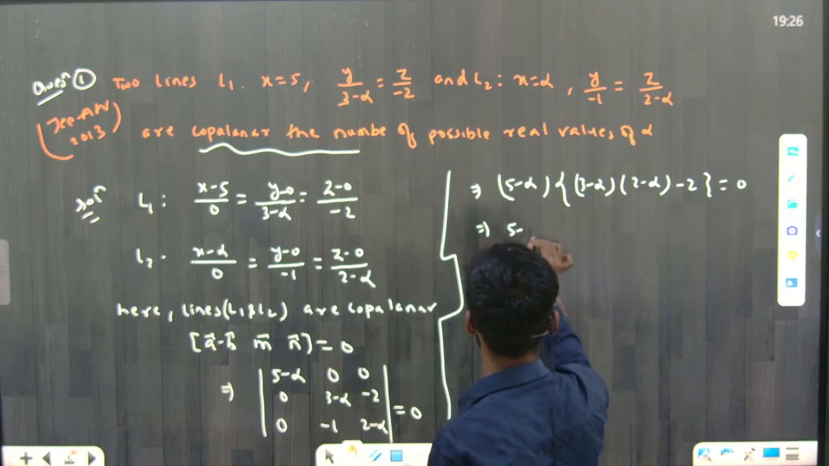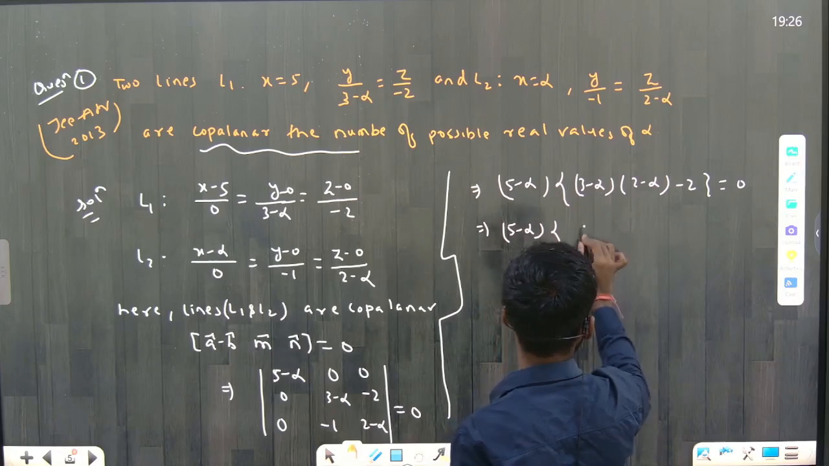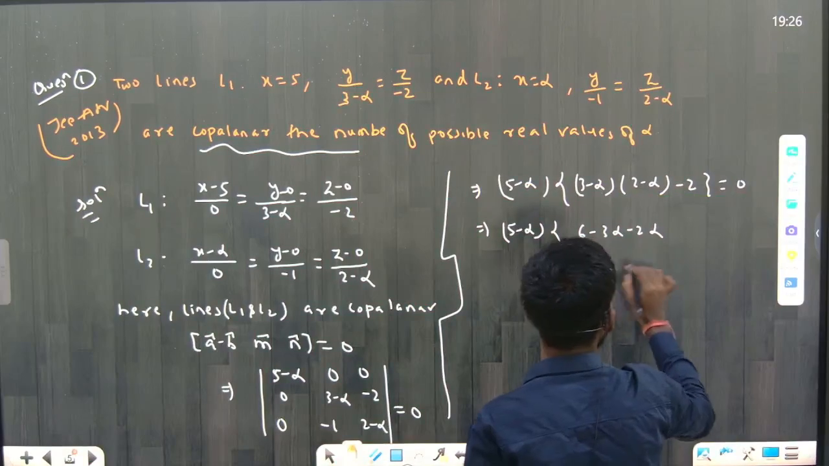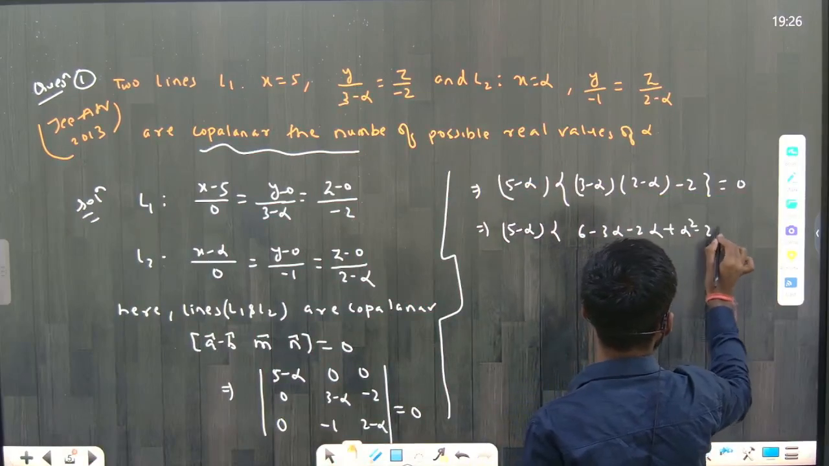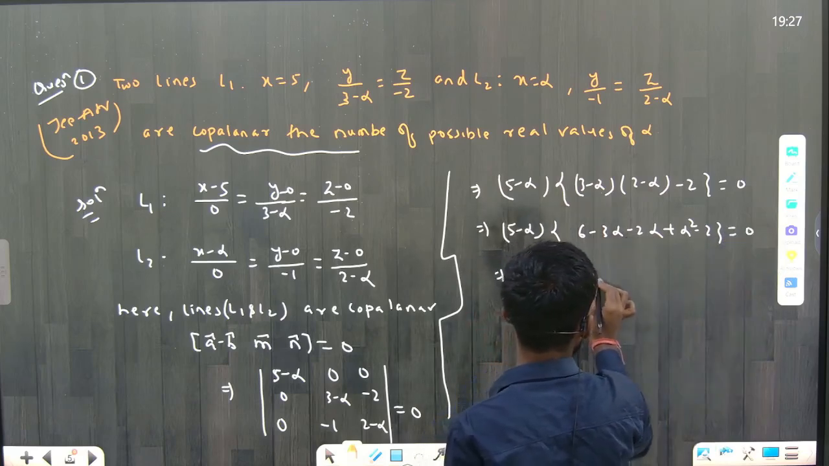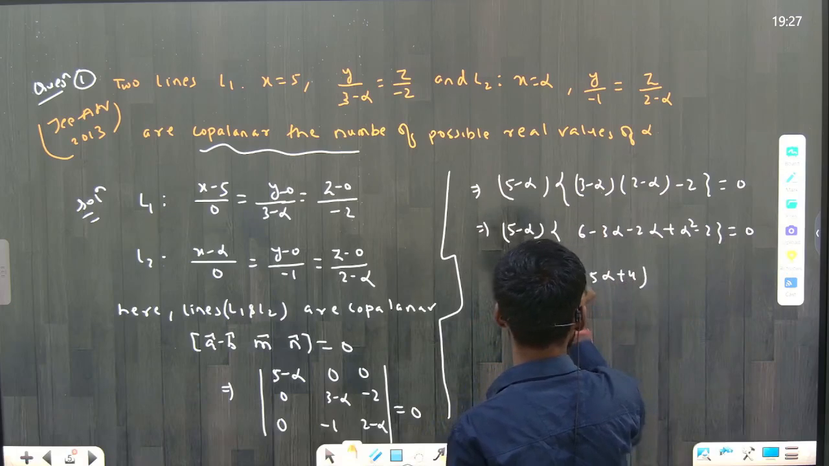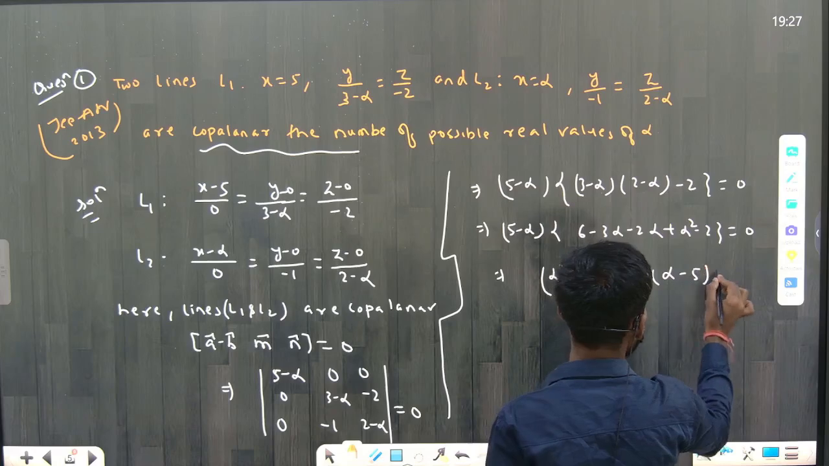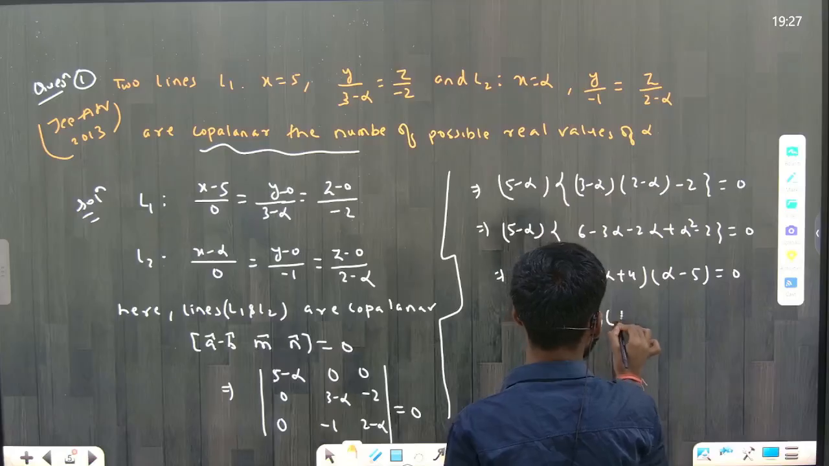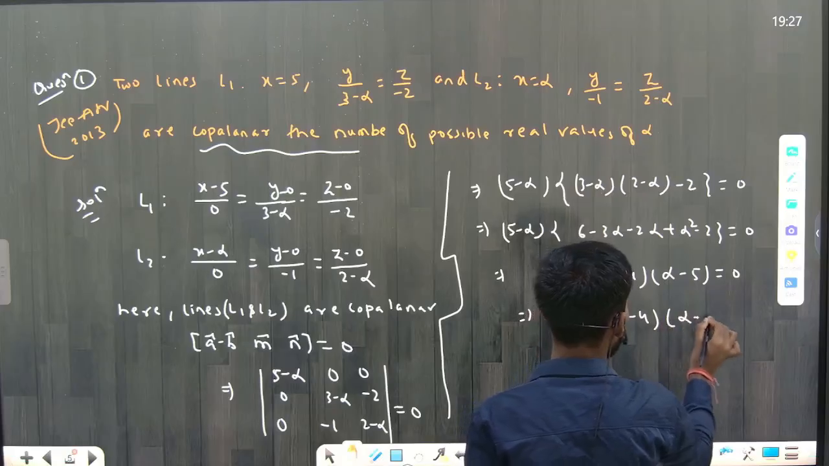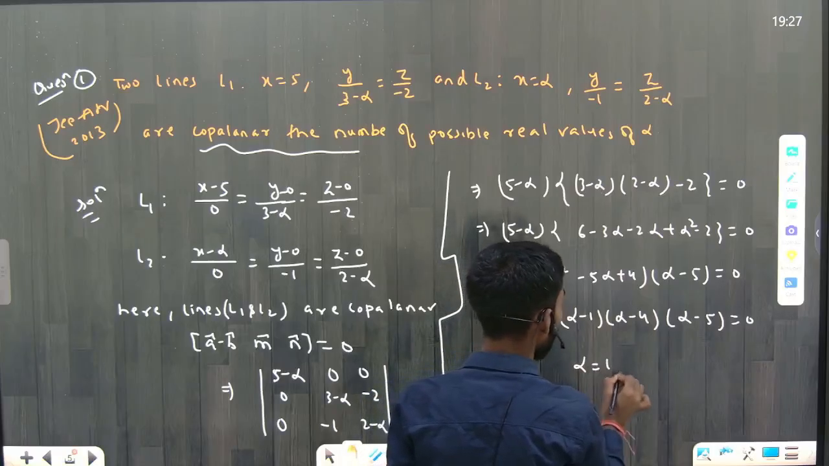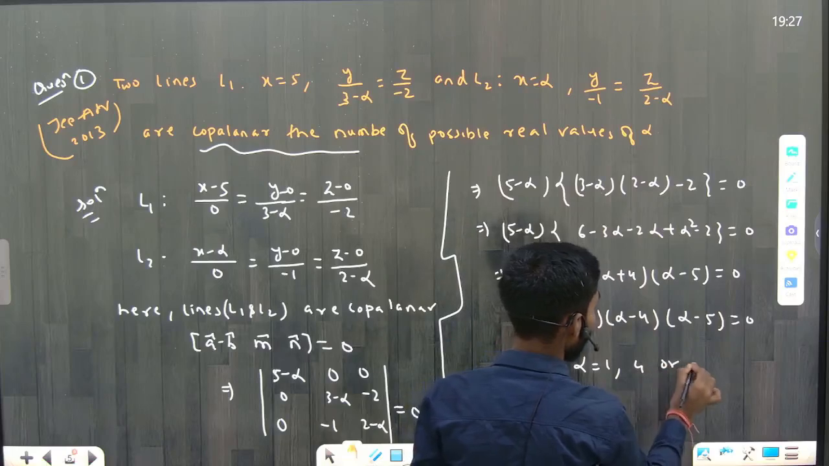Here what? 5 minus alpha. Okay. 6 minus 3 alpha minus 2 alpha plus alpha square minus 2 is equal to 0. Here what will become? Alpha square minus 5 alpha plus 4 into alpha minus 5 is equal to 0. Then what will become? Alpha minus 1, alpha minus 4, alpha minus 5 is equal to 0. Then what are the possible values of alpha? Alpha is equal to 1, 4, 5.